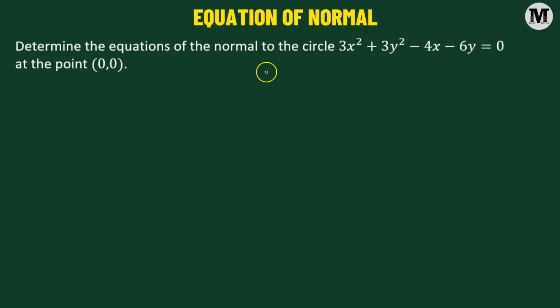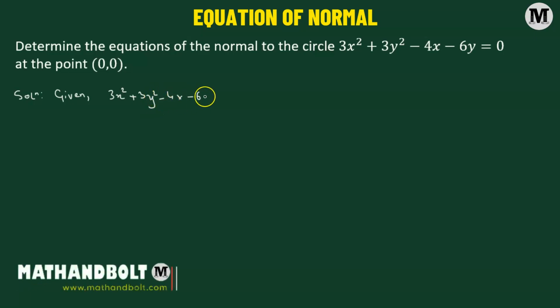Determine the equation of the normal to the circle at the point 0, 0. Let us begin. Here we will first try to find the equation of the tangent to the circle at the point 0, 0. For that, we'll start with the given equation of the circle: 3x squared plus 3y squared minus 4x minus 6y equals 0.